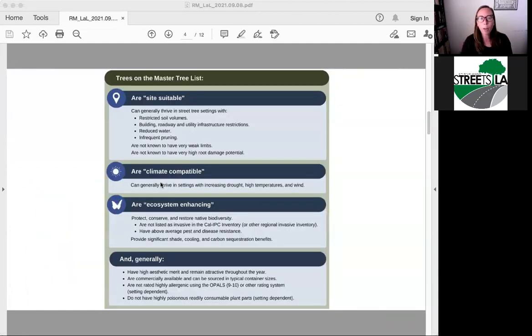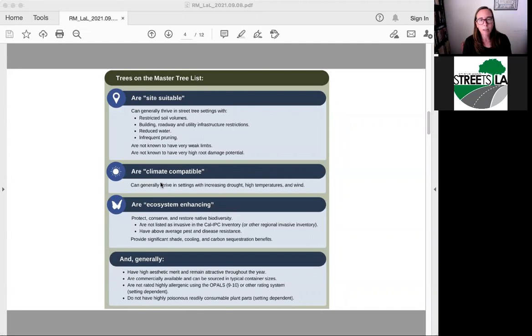So as part of the draft tree list, this says master tree list, but this is our criteria summary sheet from that draft tree list. One of the characteristics and criteria that we're looking at is, are the trees site suitable? That is, can they thrive in street tree settings with restricted soil volumes, other infrastructure, reduced amount of water, and infrequent pruning? And within that, we're looking at trees that don't have weak branch attachments, weak limbs, or high root damage potential. We all know that many communities have issues with trees when they've lifted the sidewalk and caused damage to that infrastructure. So we definitely are looking to avoid that.